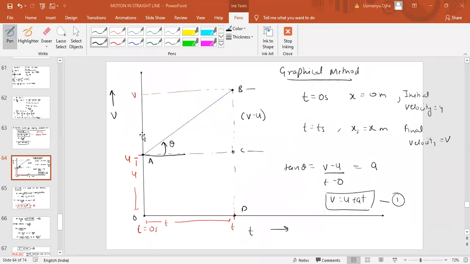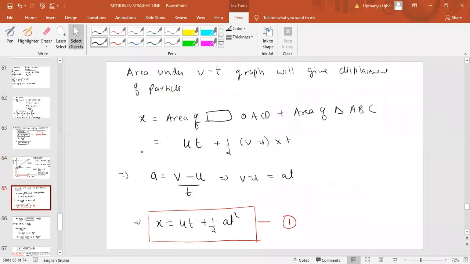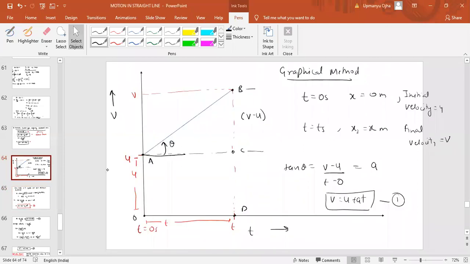So can we write here that the area of the VT graph will give us displacement? So x equal to area of OACD plus area of triangle ABC. If you solve, you get x equal to ut plus half at square. So remember that if a velocity time graph is given to us, the slope represents acceleration, and the area under the velocity time graph will give us displacement. So if the graph is given to you, you just need to find the area under the graph to get the displacement.